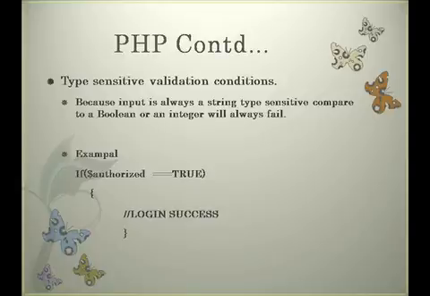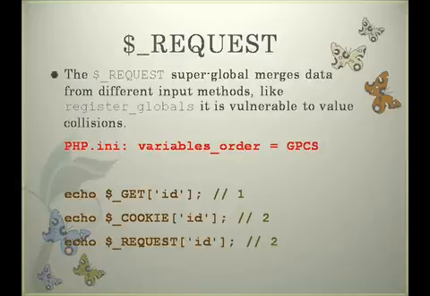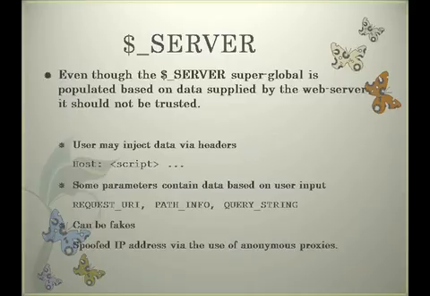The request superglobal merges data from different input methods like register globals. It is vulnerable to value collision. Even though the server superglobal is populated based on the data supplied by the web server, it should not be trusted.